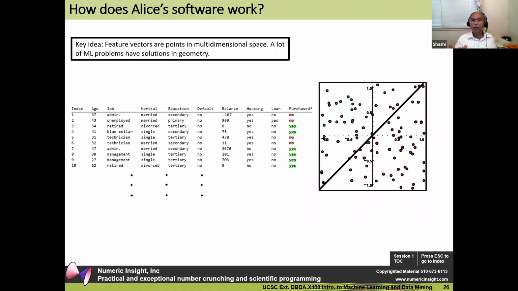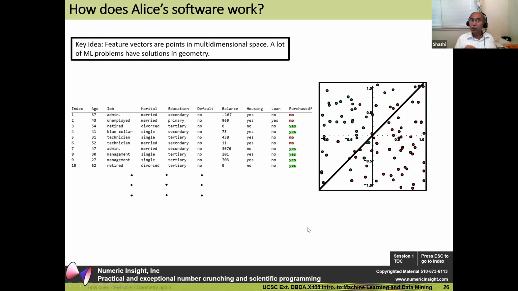You can just find the distance between that customer and that line. And if that distance is positive, then it is one class. If the distance is negative, it is the other class. It's as easy as that. I just wanted to leave you with this sense.